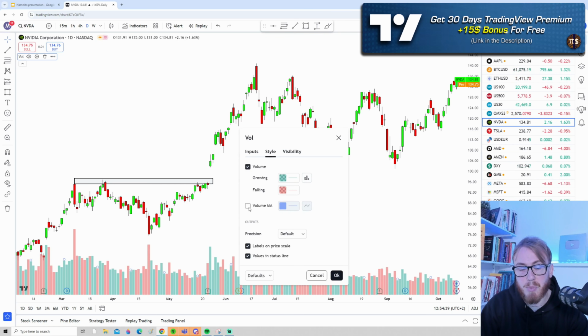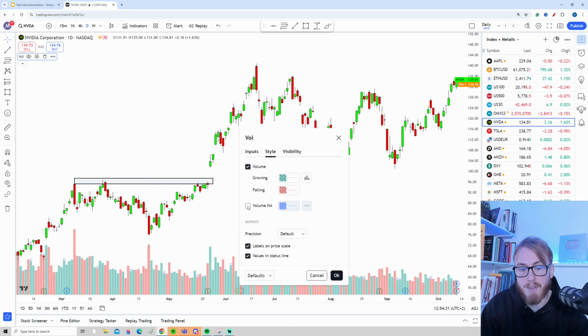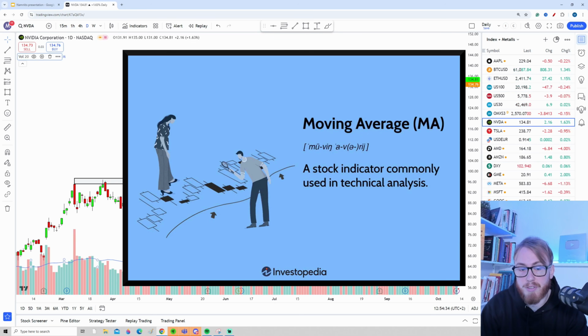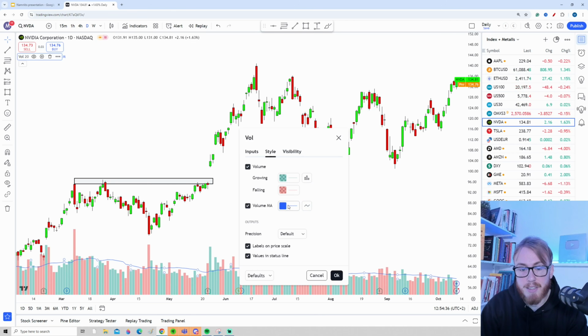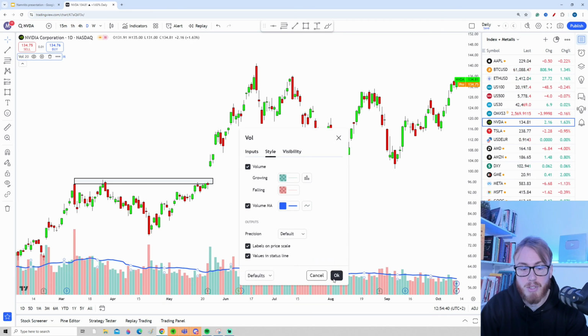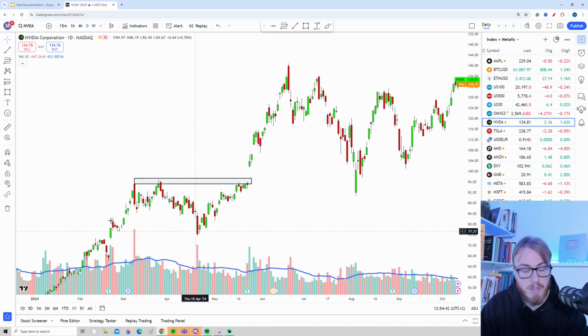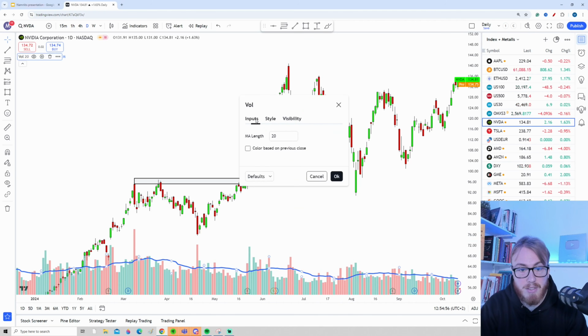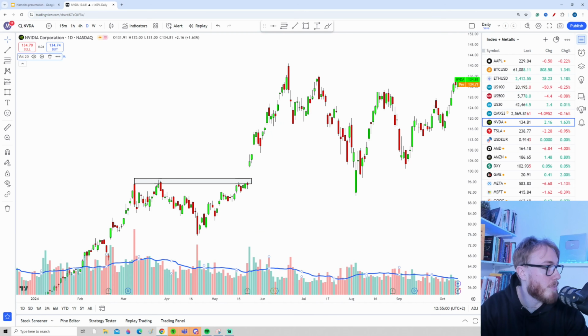But one setting we can choose here is to have a moving average of the volume. So if we check this one, and let's also make the line a bit bigger, and now let's go down here and press OK. Now you can see that we have a blue line on the volume indicator. And this blue line is basically a moving average of volume. And I think that right now the moving average is based on 20 volume bars.